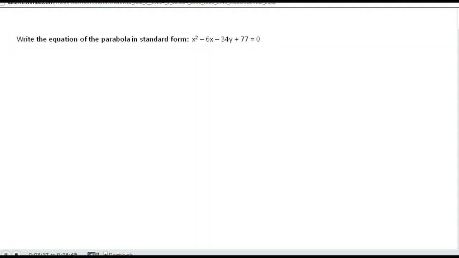And I'm actually going to do this one first. Okay. So we have x squared minus 6x minus 34y plus 77 equals 0. We want that in standard form. We follow the steps. Whatever is squared, in this case the x's, are going to stay on the left-hand side.